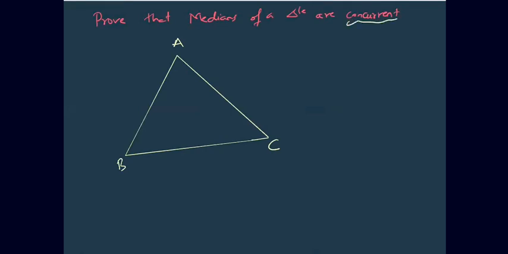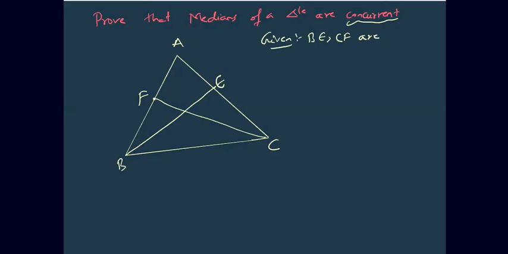What do we mean by medians are concurrent? It means that all the medians pass through the same point. So what I'm doing is I'm drawing the medians through B and C. Let us say that BE and CF are the medians. This is given. Let us say these two medians intersect at point G.